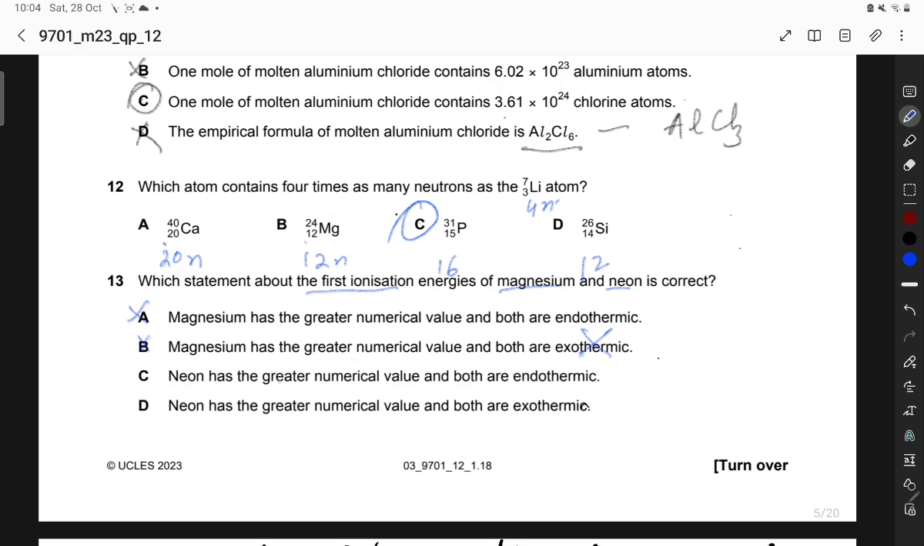Neon has a greater numerical value. This is the correct statement, and both are endothermic. Yes, both are endothermic. Ionization energy of magnesium and neon both are endothermic, but neon has a greater numerical value than the magnesium. C option is correct option.